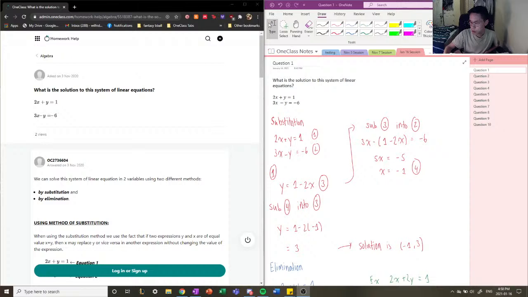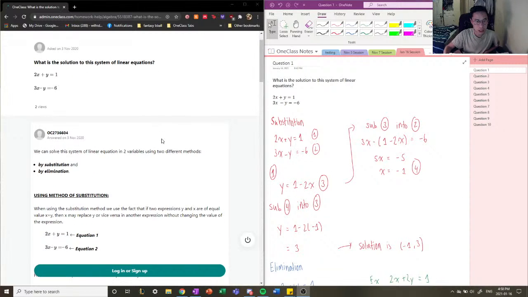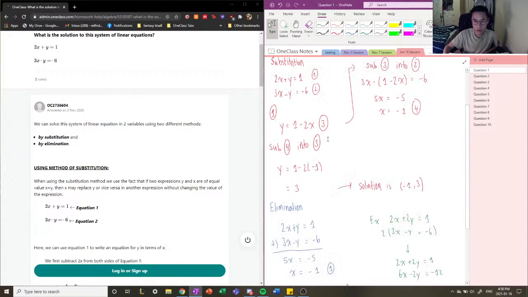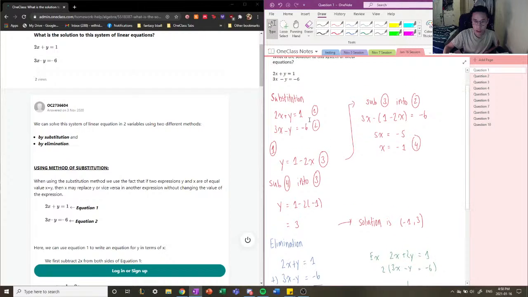Okay, so how I found the solution to the system of linear equations is by what the junior tutor suggested to us. So there's two different techniques. One is substitution and one is elimination. For the substitution technique, you basically want to isolate for one of the variables within your linear equations and sub it into the other linear equation.